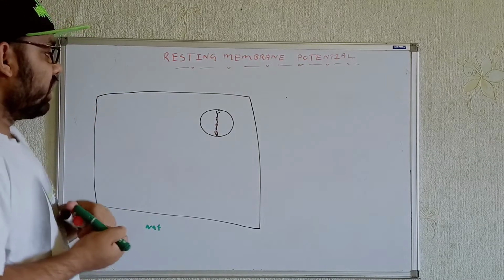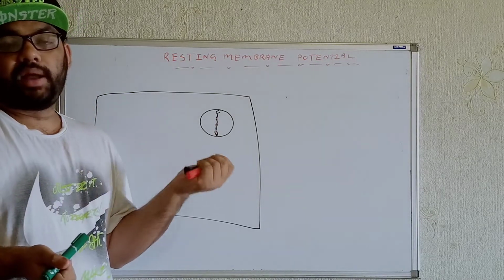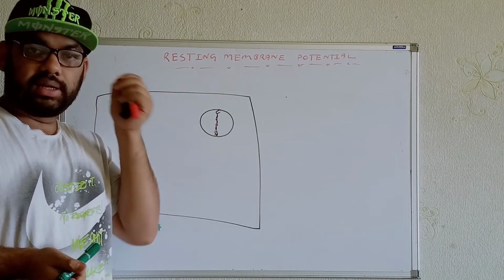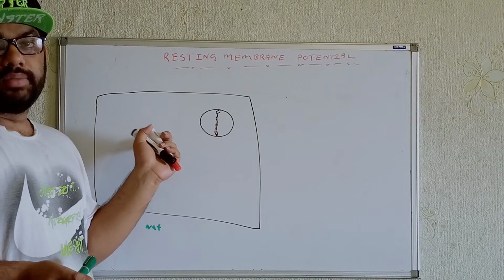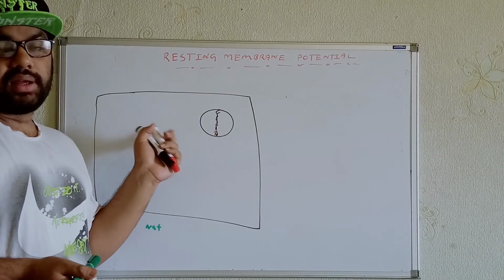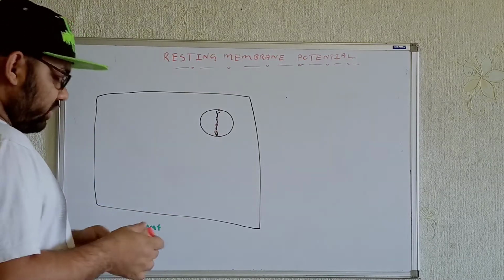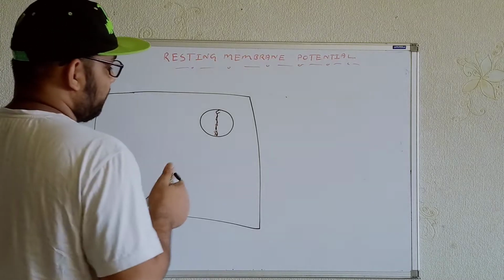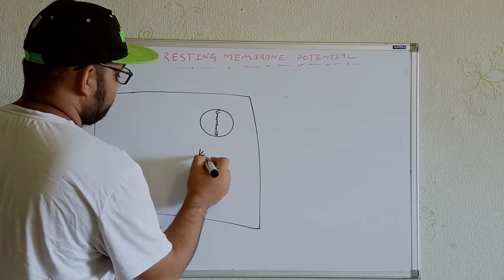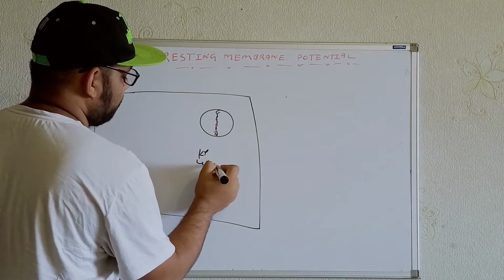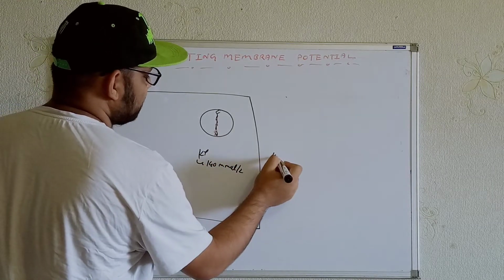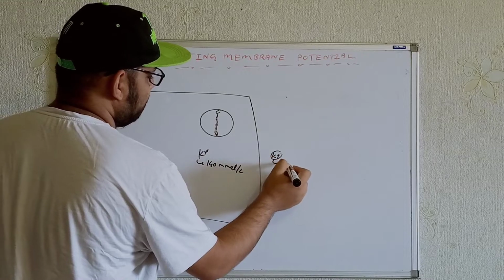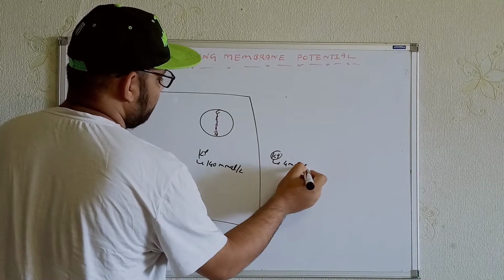And we can consider the cell as a bag of potassium. That means the concentration of potassium within the cell is greater than outside the cell. Say the concentration of potassium inside is around 140 millimole per liter, and outside the cell the concentration of potassium is around 4 millimole per liter.